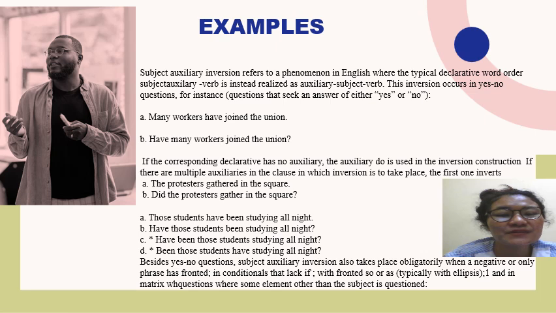If the corresponding declarative has no auxiliary, the auxiliary do is used in the inversion construction. If there are multiple auxiliaries in the clause in which inversion is to take place, the first one inverts. Here is the example. The protesters gathered in the square. Did the protesters gather in the square? Those students have been studying all night. Have those students been studying all night? Have been those students studying all night? Been those students have studying all night?